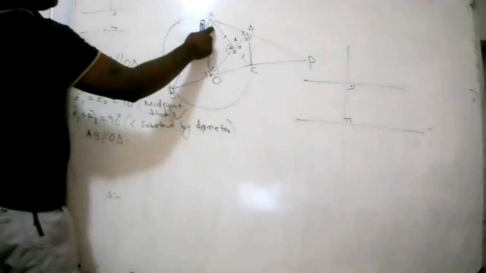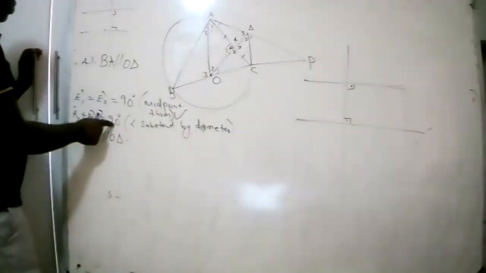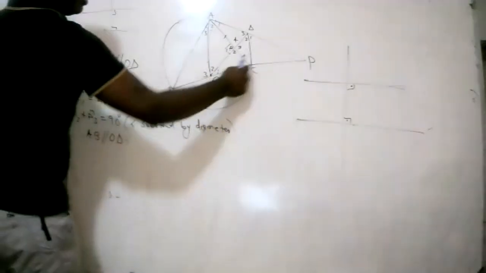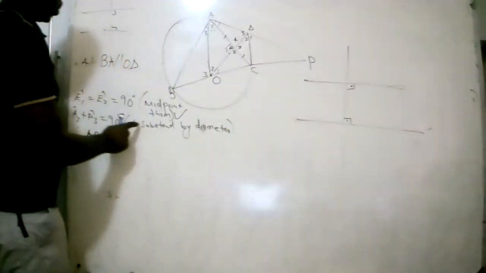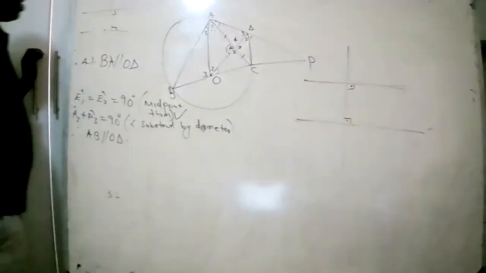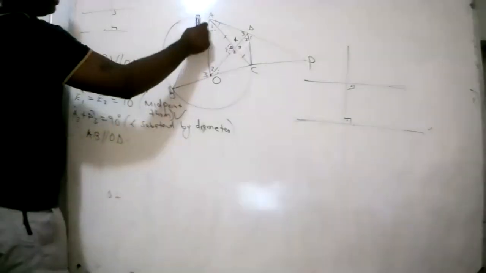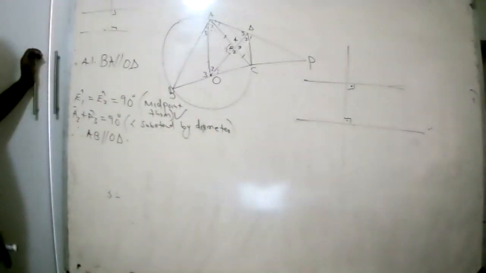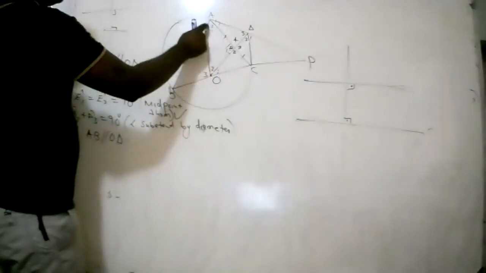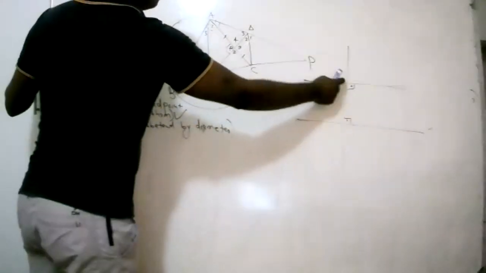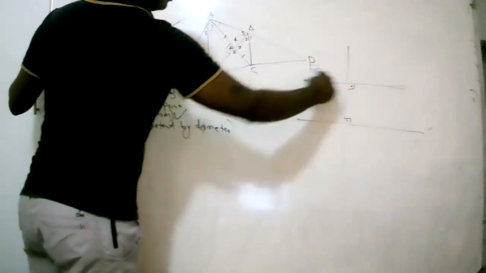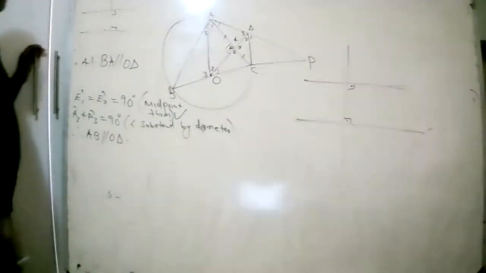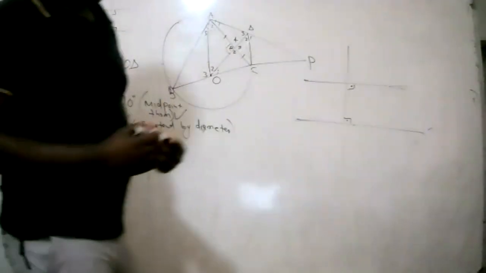So now A2 plus A3 will be equal to 90 degrees because that angle is subtended by the diameter. That's why we say it's an angle subtended by the diameter. So it means we have a 90 degree. Is that clear? Once we have 90 degrees here, it achieves this property we have here. Once we have 90 degrees up here and the 90 degrees down there, it means these two lines are parallel to each other.